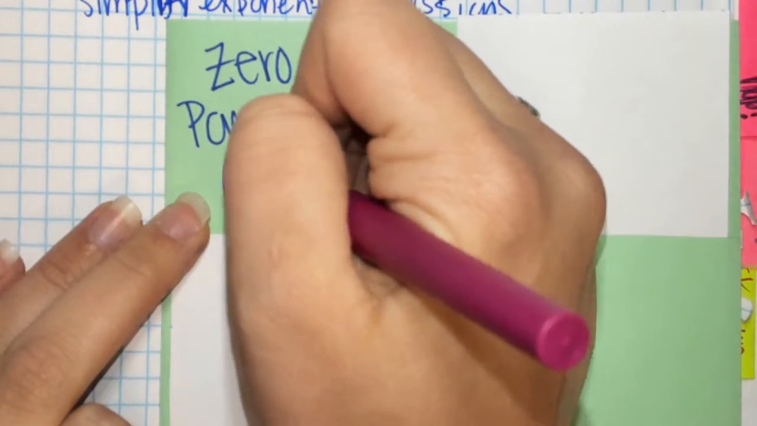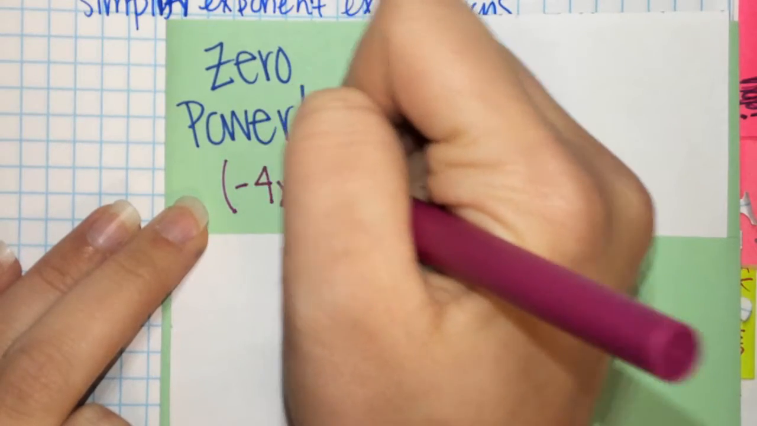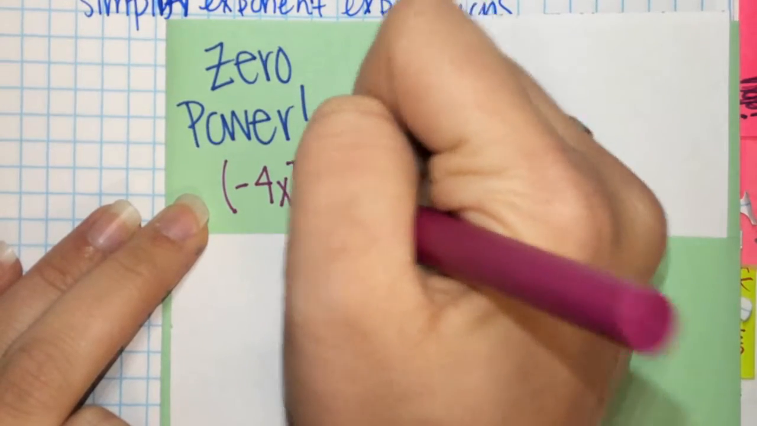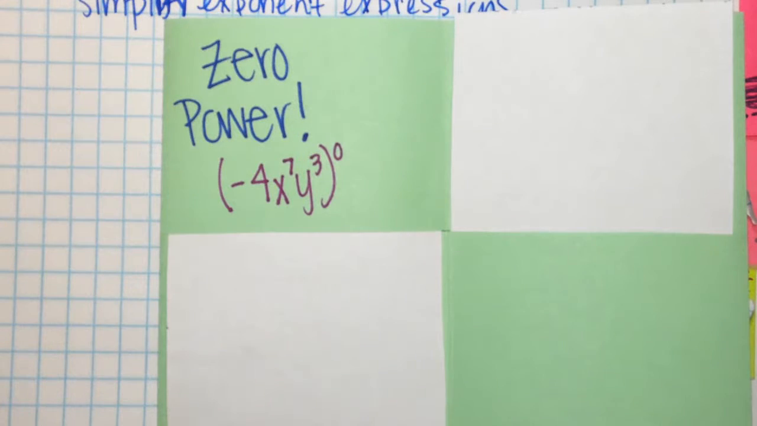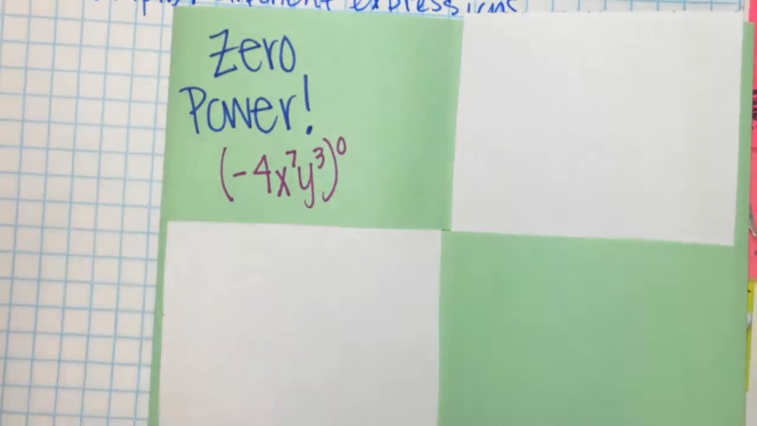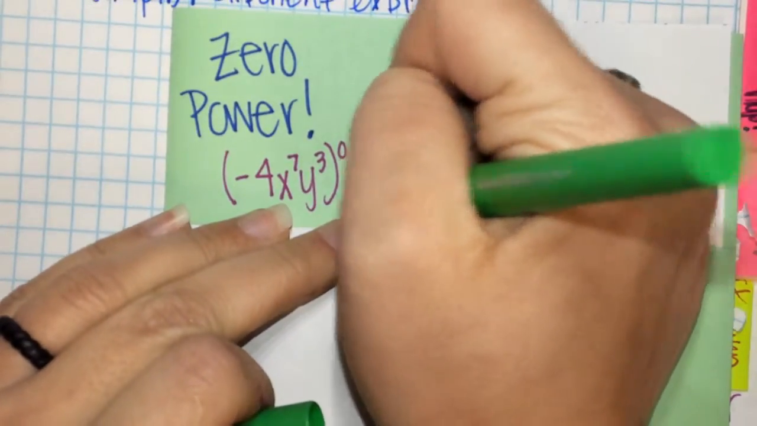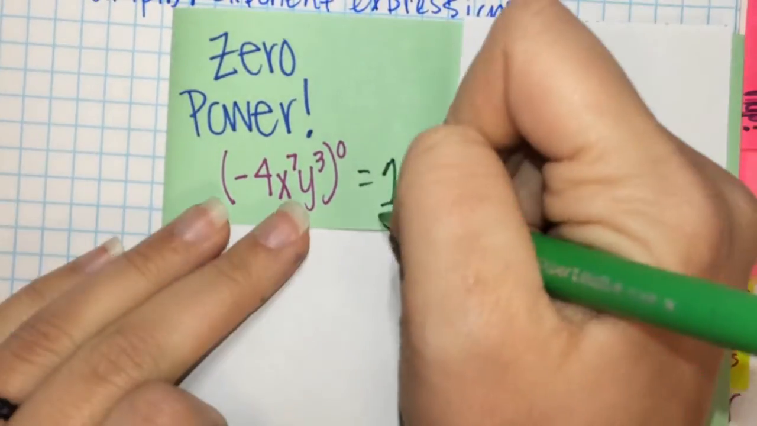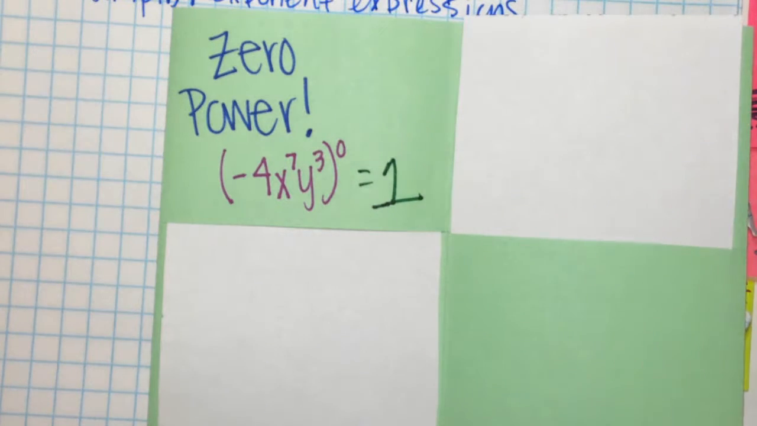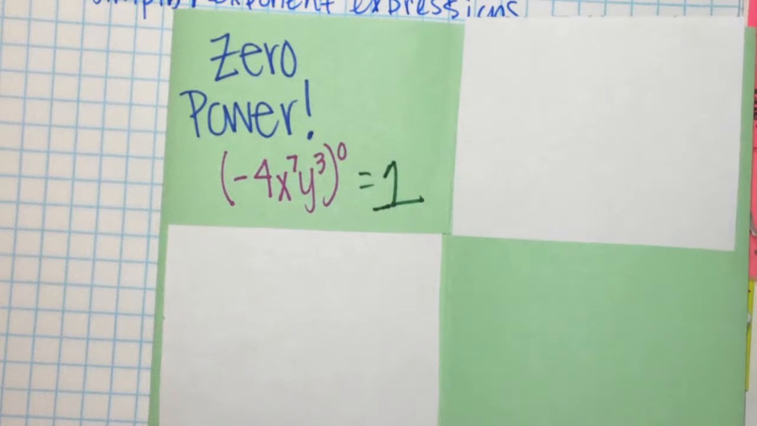Alright, so if I say negative 4, x to the 7th, y cubed to the 0 power, does anybody know what it equals? It does equal 1. Anything in the entire world to the 0 power is 1 every single time. So when I give you a problem like this on the test and it has a 0 on the outside, just write 1. Don't work the problem out.